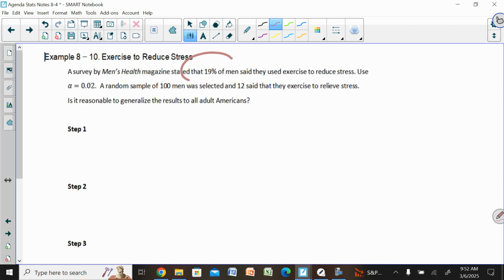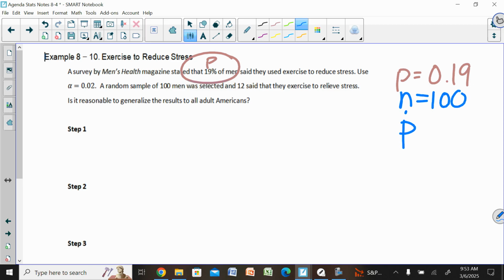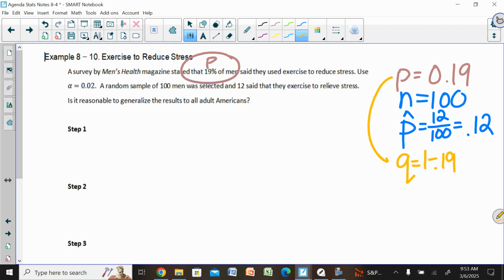So I'm going to start over here. First of all, the magazine states that the population proportion is 19%. Our alpha is 0.02. A random sample of 100 men was selected, and 12 say that they exercise to reduce stress. So my p-hat is going to be 0.12, or 12 out of 100. And I'm also going to need my q, which is 1 minus 0.19. So that would be 0.81 for my q.